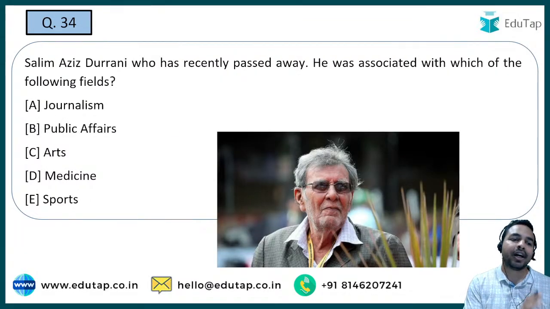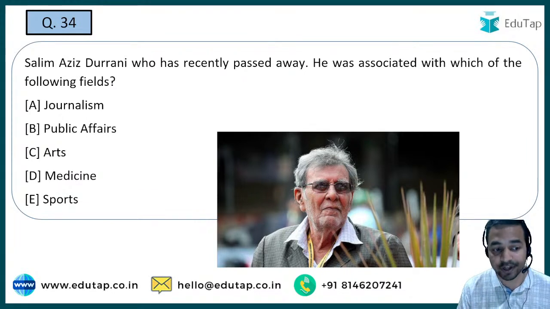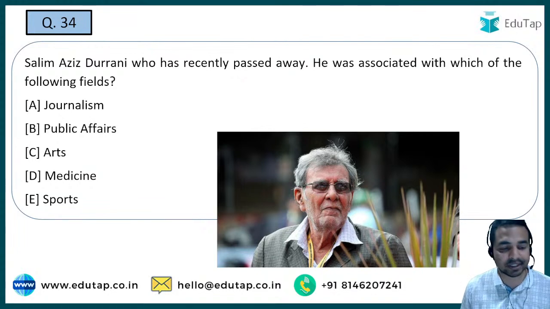And here guys, the question is basically Salim Aziz Durrani has passed away recently, and you are just required to identify the field through which he was associated with. He was a journalist. He belonged to the field of public affairs, arts, medicine and sports. That is what you are required to tell me in the question number 34. What is the right answer?